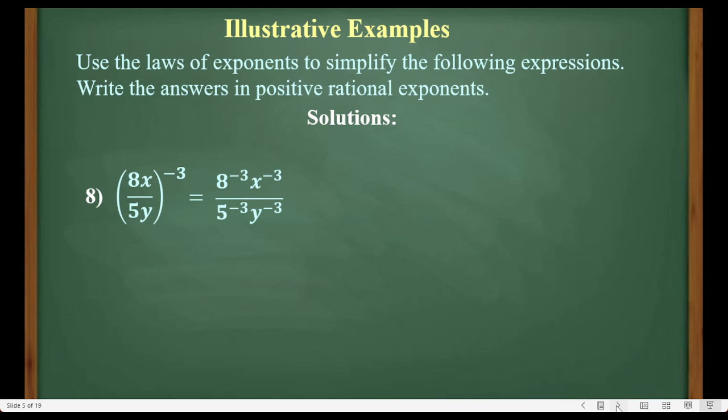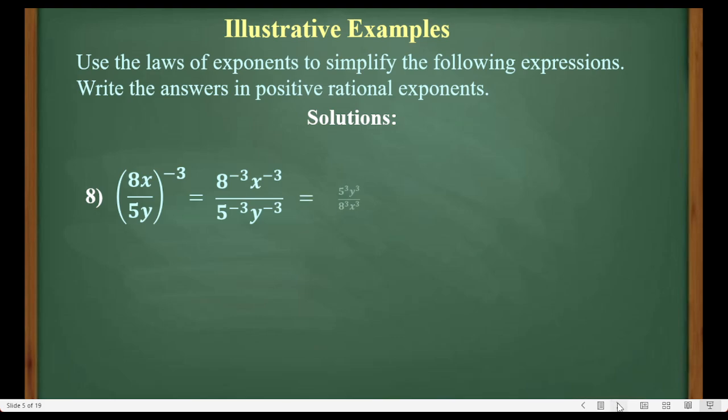Or, first we apply the power of the quotient together with the power of the product law by simply multiplying negative 3 to the exponent of each factor inside the parentheses, both numerator and denominator. So this will become 8 to the negative third, x to the negative third over 5 to the negative third, y to the negative third.